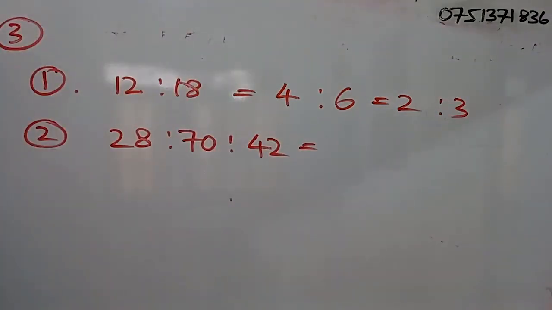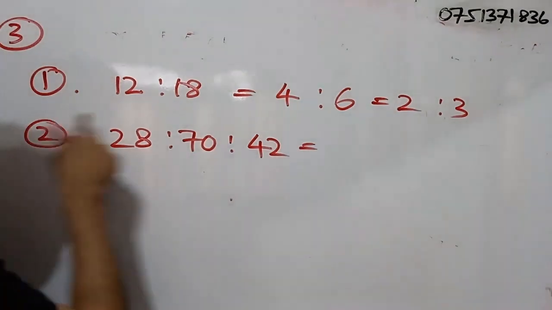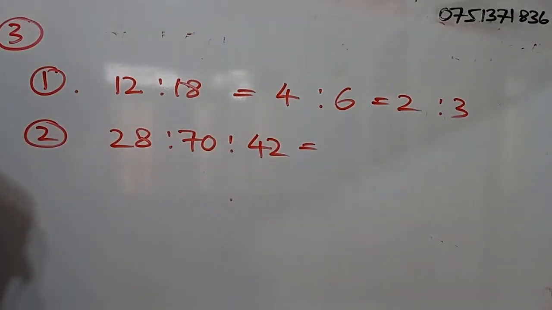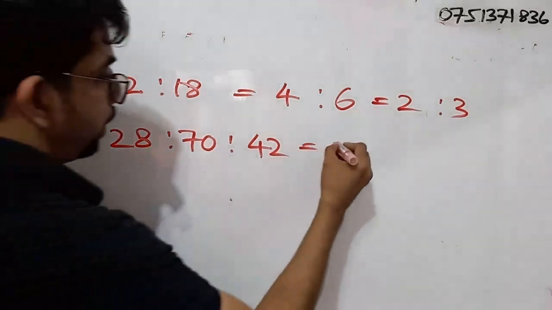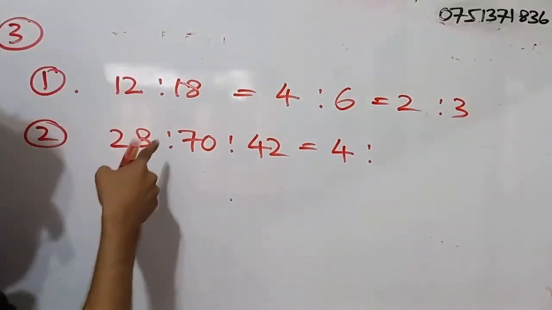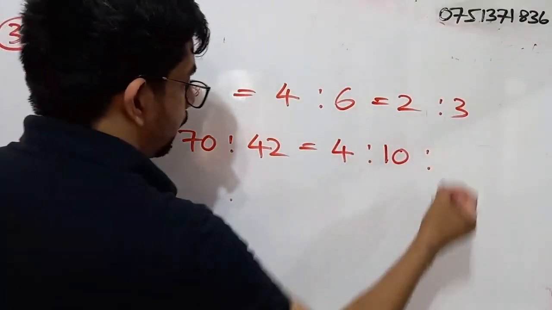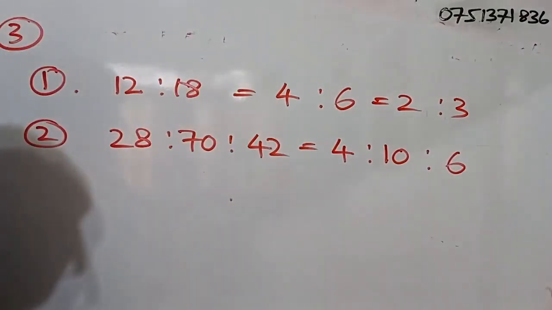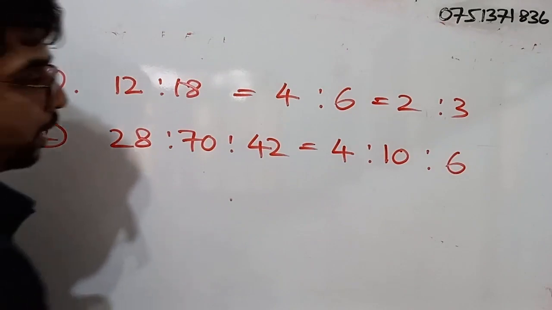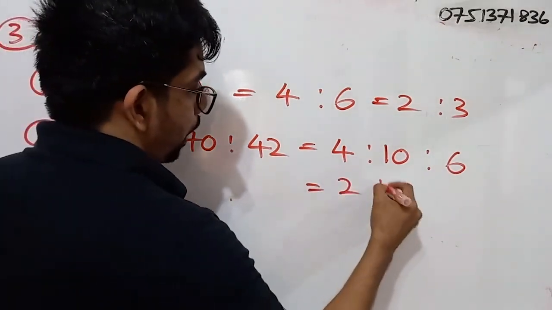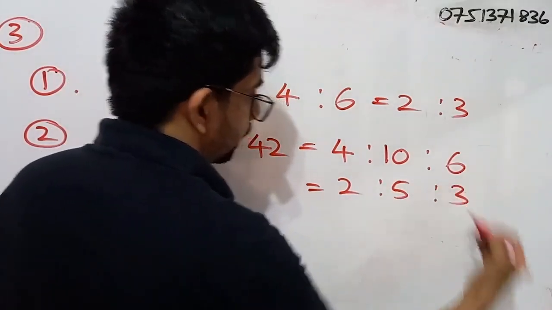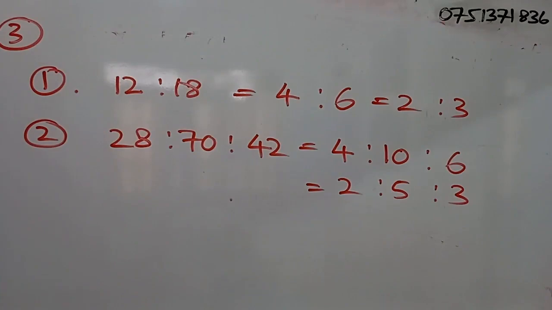Right. So second part of that question. So this ratio has 3 terms. So I will divide by 7. 28 divided by 7, I get a 4. 70 divided by 7, I get a 10. 42 divided by 7, I get a 6. Now I can divide each of these terms by 2. 4 divided by 2, I get a 2. 10 divided by 2, I get a 5. 6 divided by 2, I get a 3. So 2 to 5 to 3.